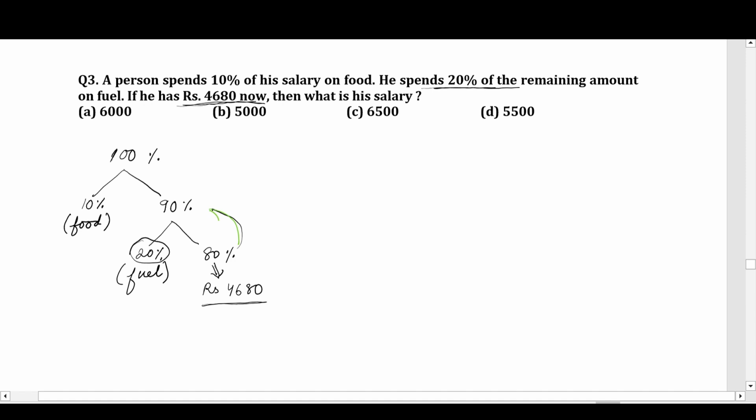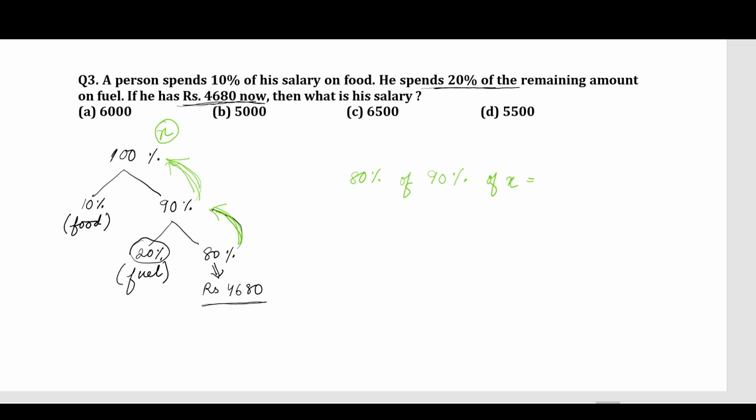So 80% of 90% of the total, where total salary is x, will be equal to 4680. That is, 80 by 100 into 90 by 100 into x will be equal to 4680.